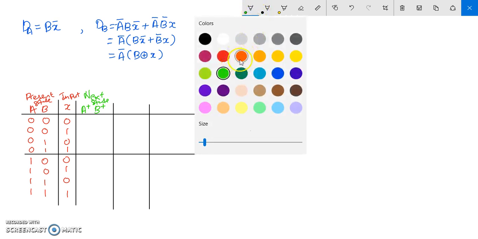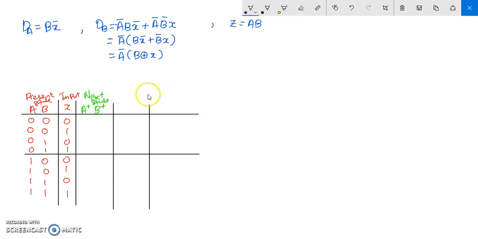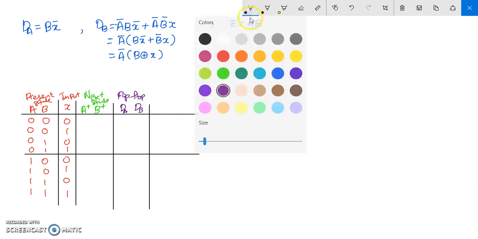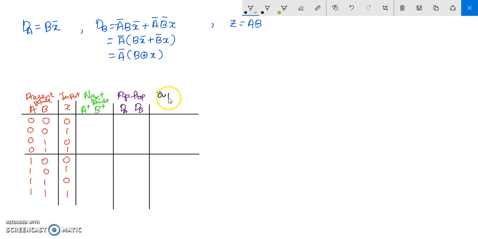The next column is the flip-flop inputs. We have 2 flip-flops, one for A, another one for B. And finally we have the output, which is Z. Okay, so far we have the expressions of DA, DB and Z. So we can fill out this table. Because Z equals AB, these should be 0, 0, 0, 0, 0, 0, 1, 1.